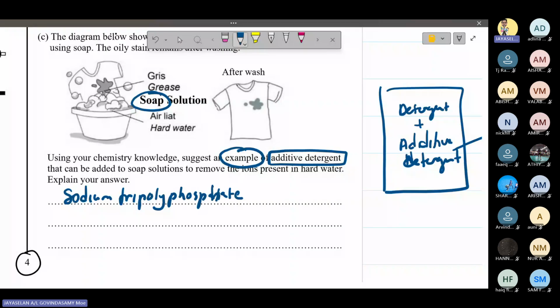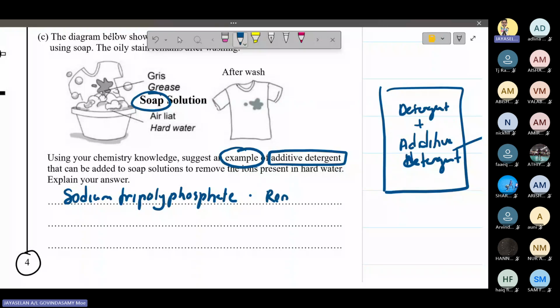Sodium tripolyphosphate. Any question? You guys already score 1 mark. Any question? Okay, no question. So this sodium tripolyphosphate is under what class of detergent additive? Builder. And they ask what? Explain your answer. So what will happen? The substance will do what?